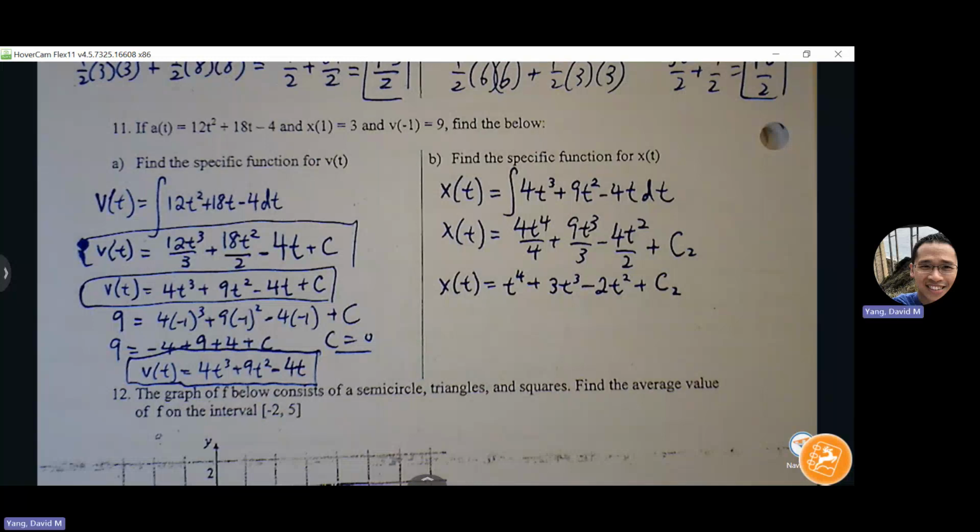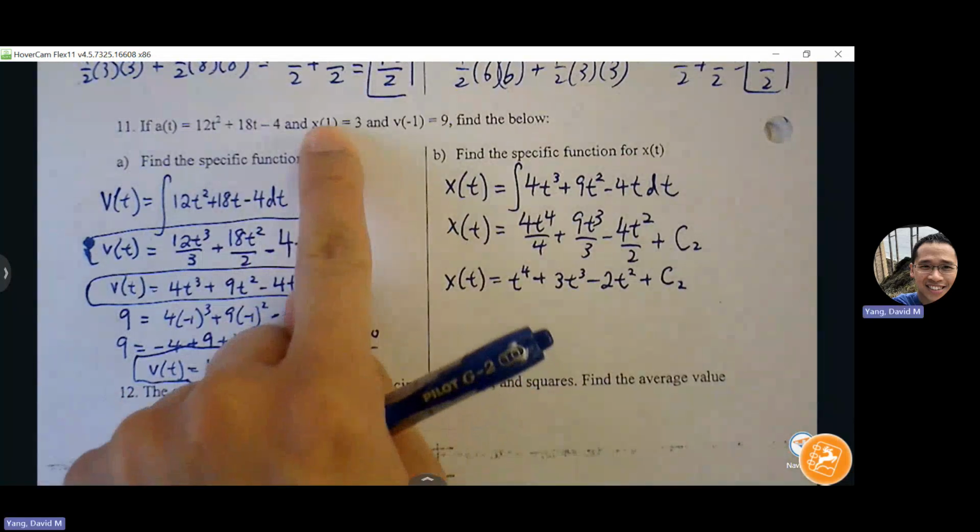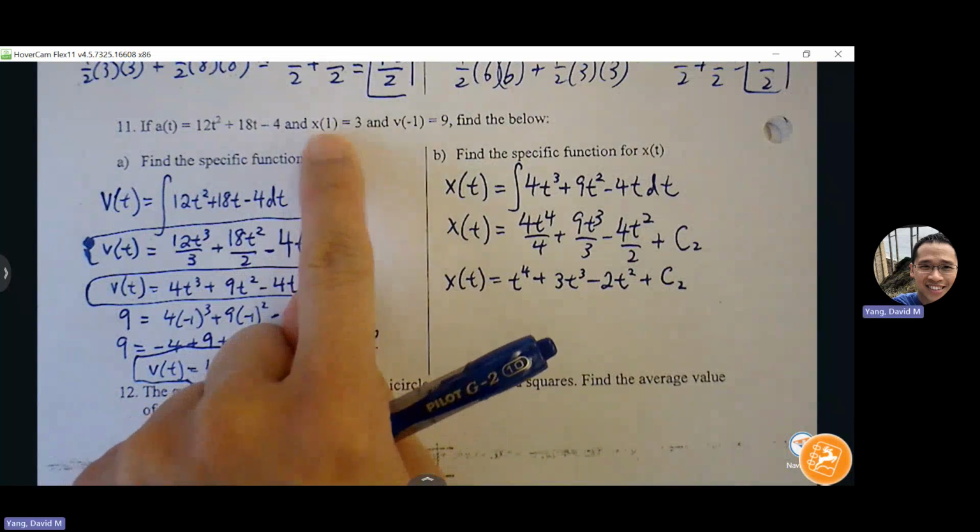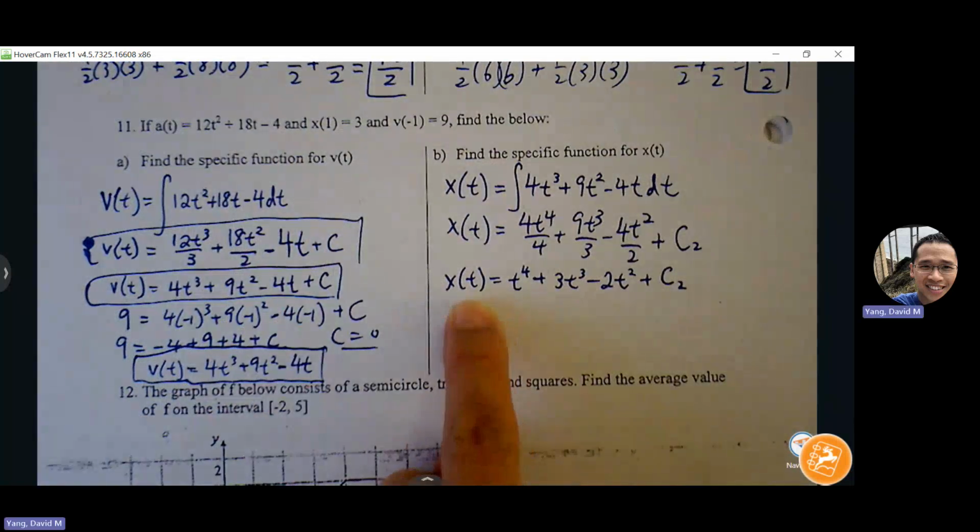Okay, do you have something available to help us get that C sub 2? Can we use the initial condition? Yeah, 1 plugs in for t, and 3 goes in for the position.